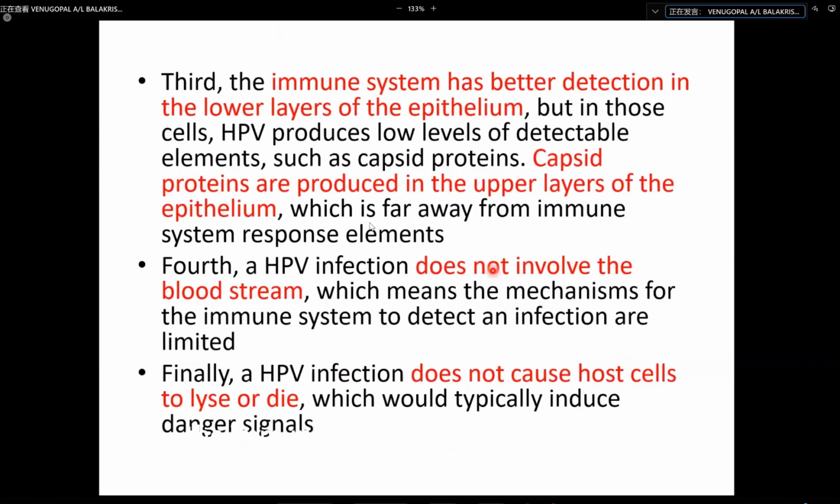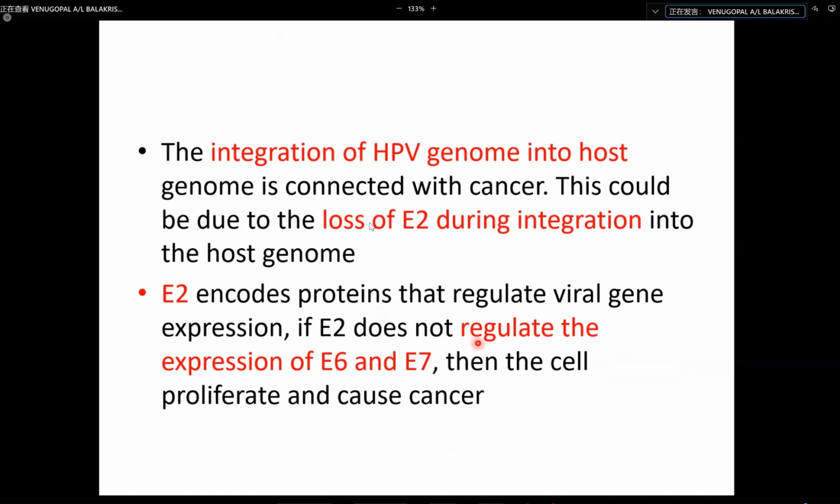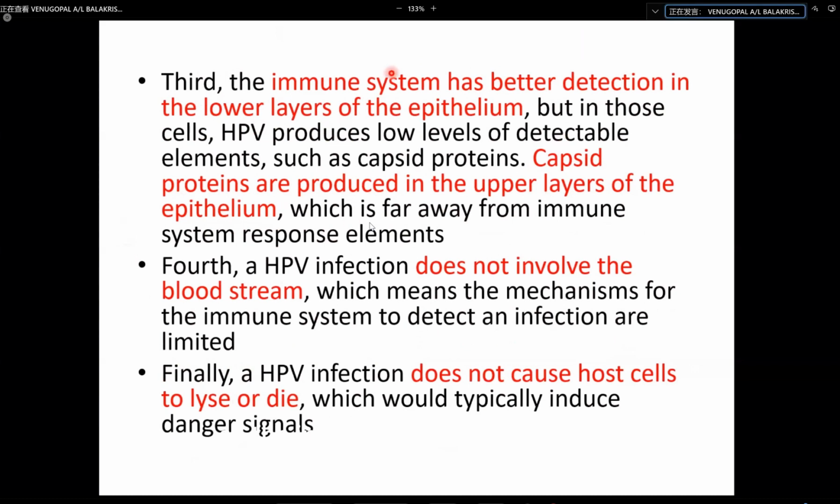Thirdly, the immune system has better detection in the lower layers of the epithelium. So once the infection starts from the upper layer, which is the keratinocyte, then from the cell perspective it will go down and down. So they get the infection. The immune system has better detection in the lower layer, but in those cells, HPV produces a low level of detectable element, such as capsid protein.